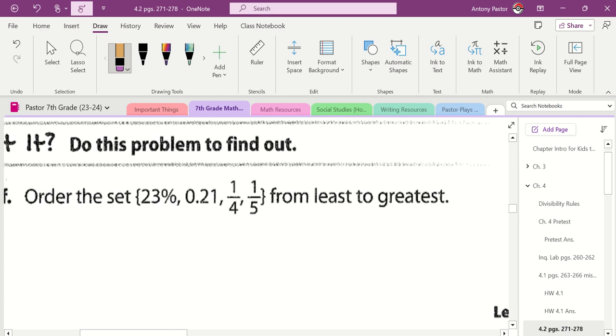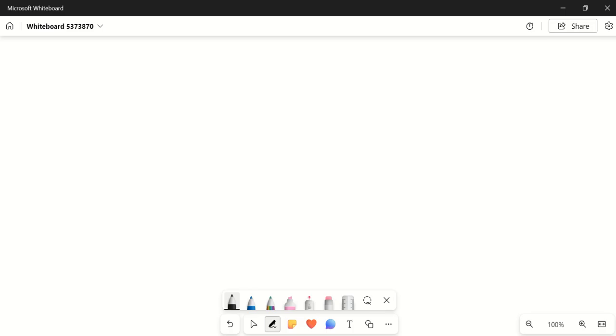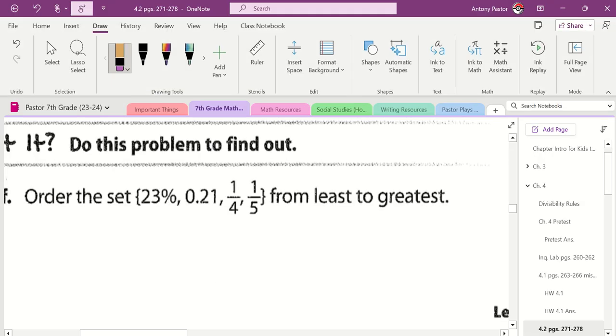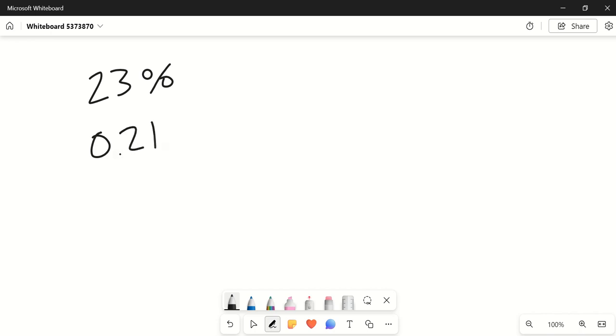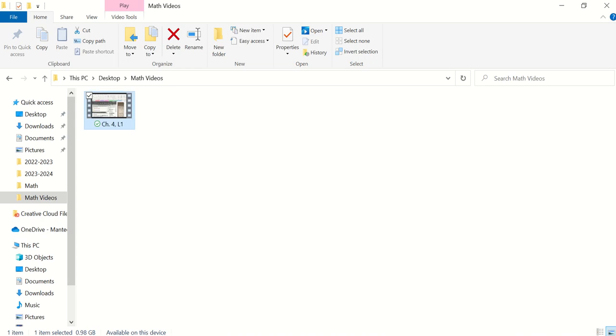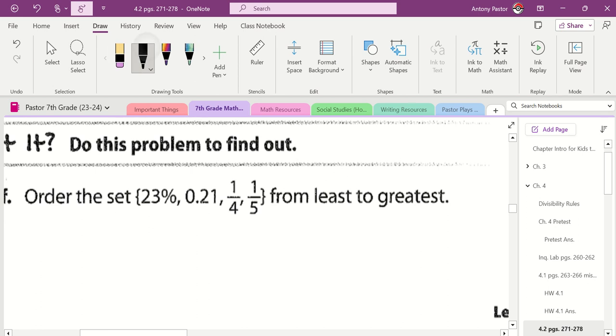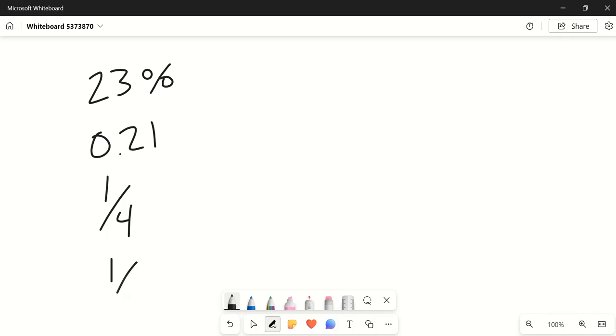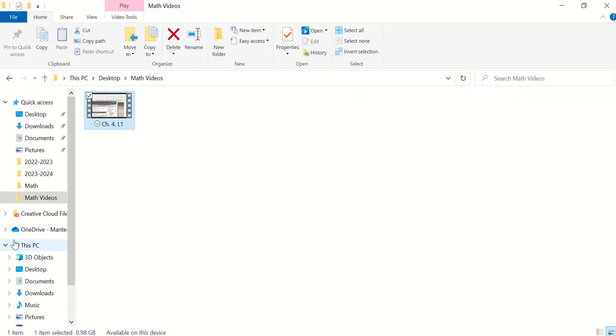We're going to order this set from least to greatest. And it's very important that you always check what the directions are, because it could say greatest to least, it could say least to greatest. So this one we're going to go from the smallest one to the largest one. So we have 23%, 0.21, 1/4, and 1/5.